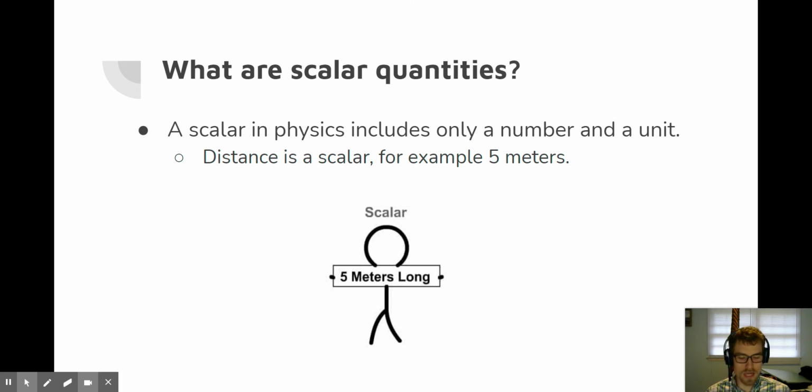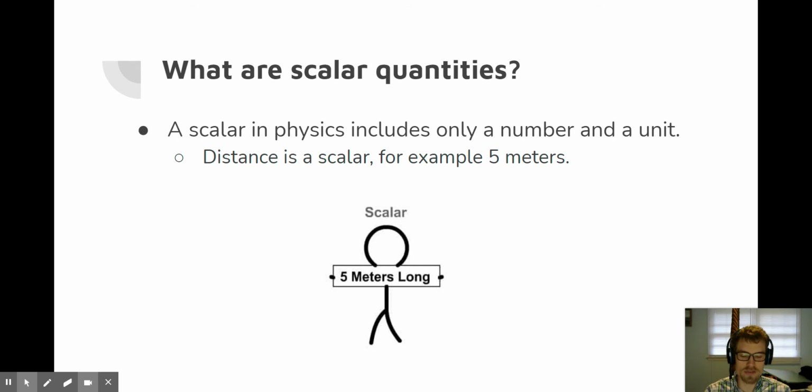Now, we need to add a couple of other concepts to our ideas. These are not things that are specific to motion. These are things that we will see repeated throughout the physics section, and those are scalar and vector quantities. So let's talk about scalar quantities first. A scalar in physics includes only a number and a unit.